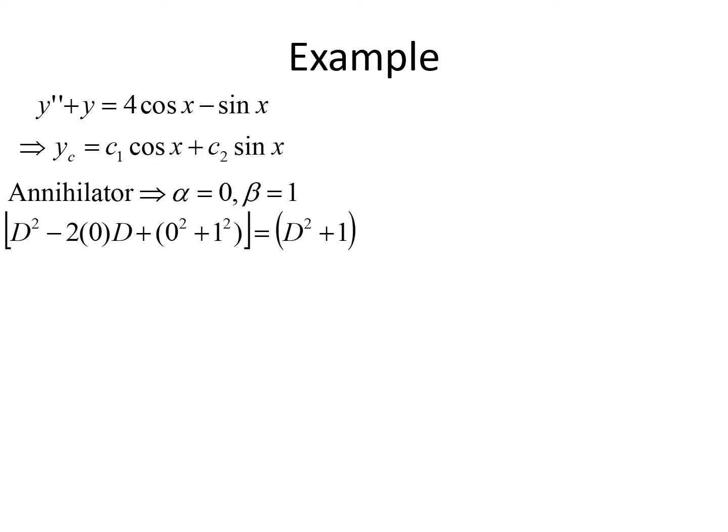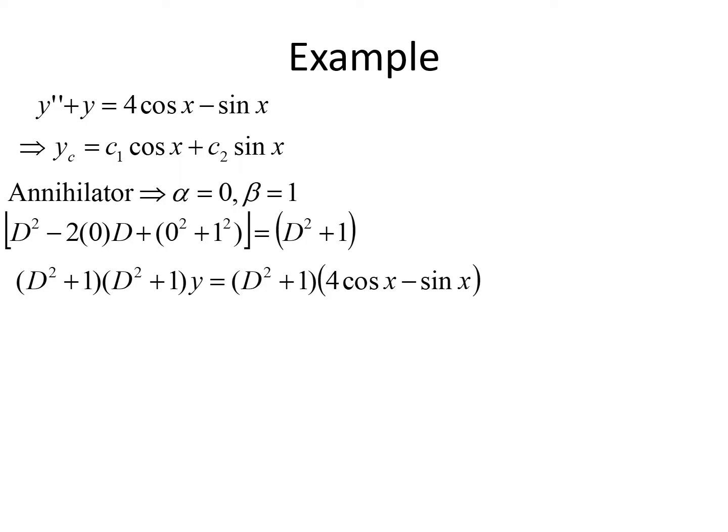All right, so we rewrite our differential equation using differential operator form. So y double prime plus y is going to be d squared plus 1 times y. And then we apply the annihilator to both sides. So d squared plus 1 times d squared plus 1 times y equals d squared plus 1 times 4 cosine x minus sine x. Now again, by definition, when we apply the annihilator to the right-hand side, it's automatically going to go to 0.